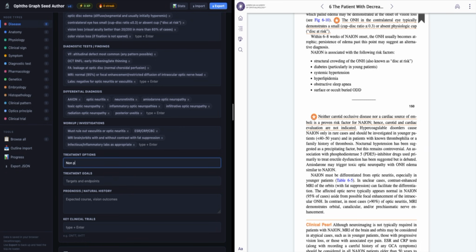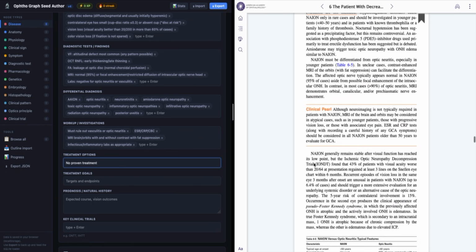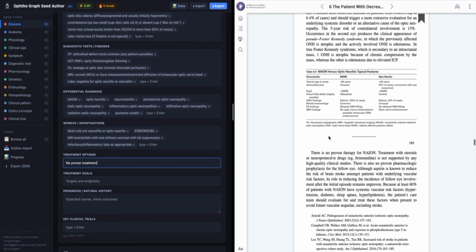Treatment options, no proven treatment, right? It comes back down here. There is no proven therapy. Treatment goals are going to be risk factor optimization, right? So that's what this is saying.